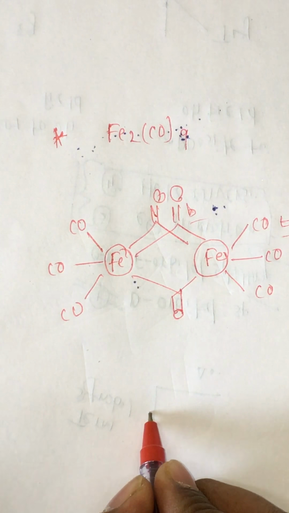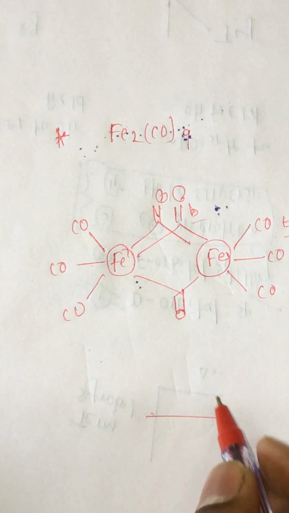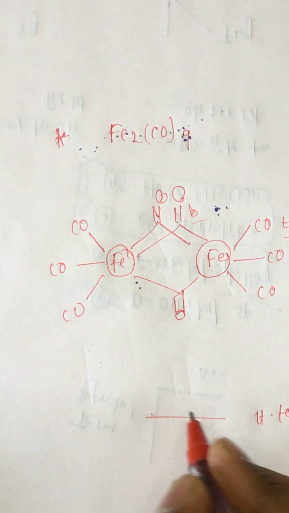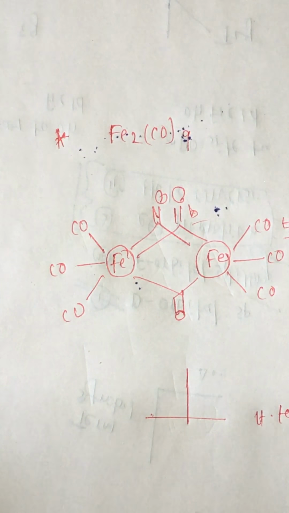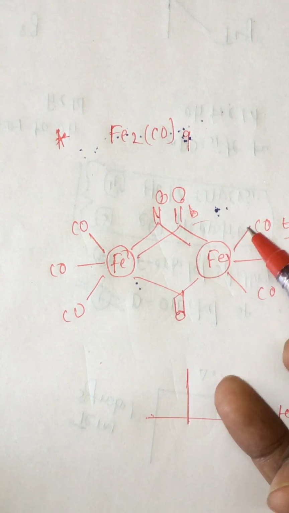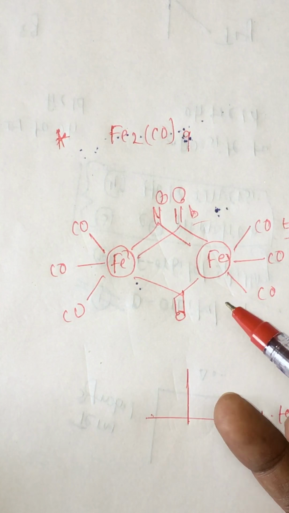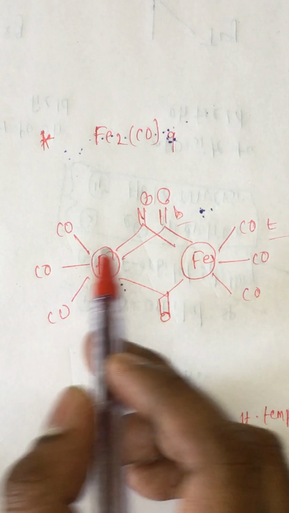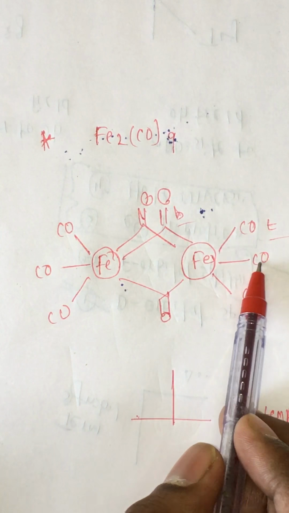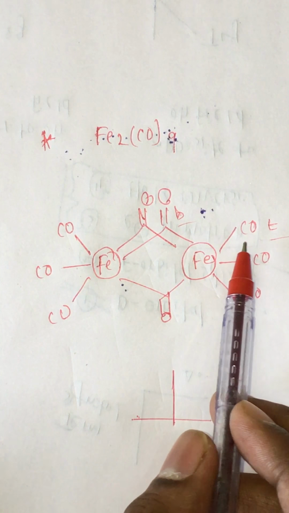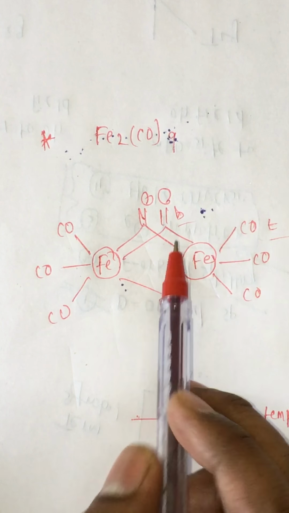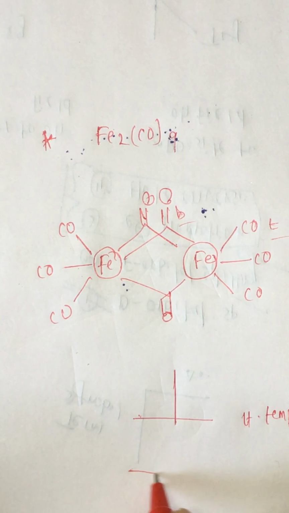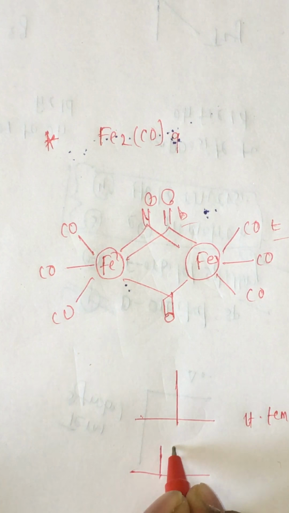So if we record 13C for this complex at high temperature, we get only a single peak. Even though we have two different carbonyl groups here, at high temperature we get only a single peak. Here also the reason is there is exchange between the bridging and terminal. Sometimes terminal is becoming bridging and bridging is becoming terminal. For the same complex, if we record at low temperature, we will get two peaks.